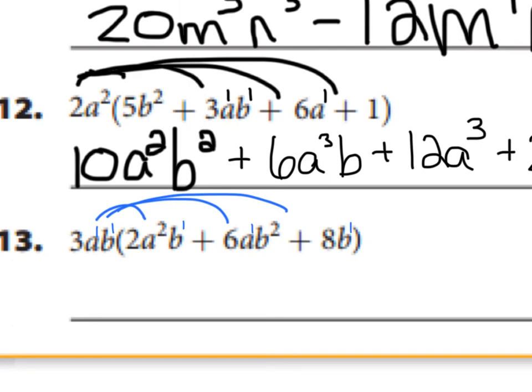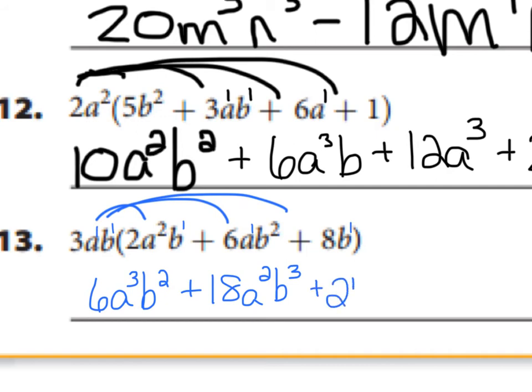So 3ab times 2a squared b should be 6a cubed b squared, b times b. Now the second term should turn into 18a squared b cubed. And then last but not least, the 3 times that 8 is 24. There are no other a, so it stays a. And then the b times the b is b squared. Hopefully you did fine for these 2 problems.